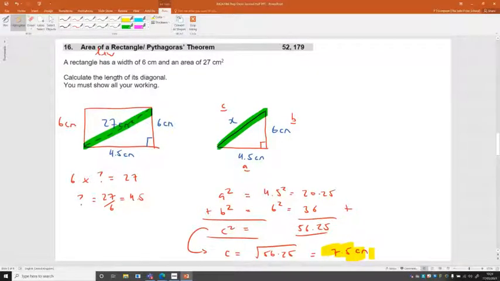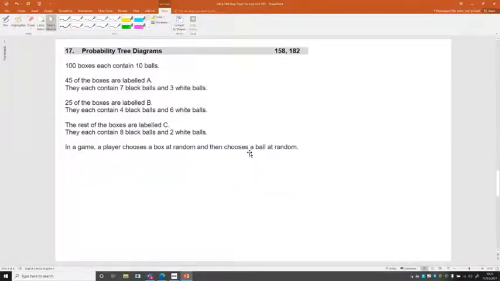Work done. Okay, think about the areas. And Pythagoras, you know, it's a grade C topic, is super, super easy. A squared add B squared equals C squared. Question 17 then, probability trees. Very easy indeed. I'll leave you to read all this here, so pause it and read it all over.